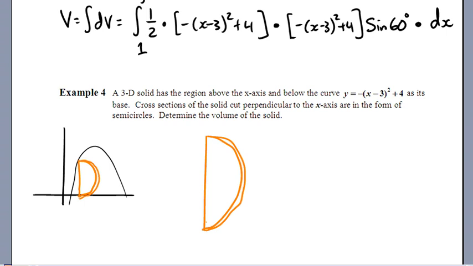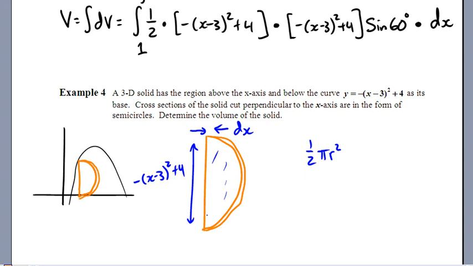Like that. I can see that the diameter, I'm going to be careful because a lot of my formulas for area work on radius, but the diameter would be this, negative (x - 3)² plus 4. And the thickness of the cheese is going to be dx. Okay, so that's all good. And now I'm just going to do the area of a circle. I'll cut it in half, so I'm going to go one-half pi r squared to find the area of that half circle, multiplied by the dx.